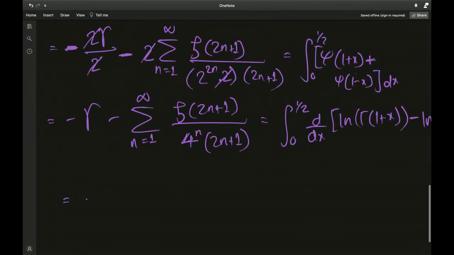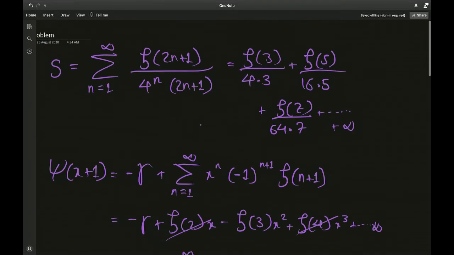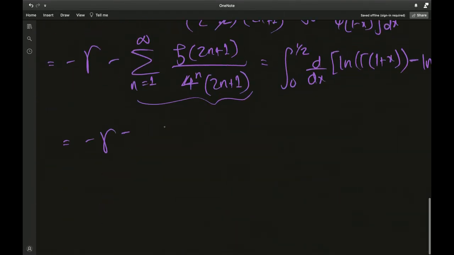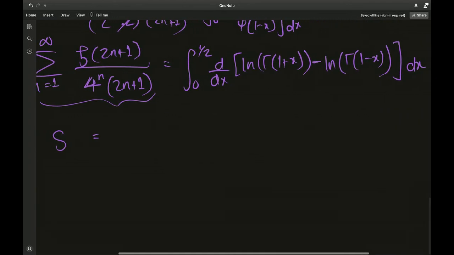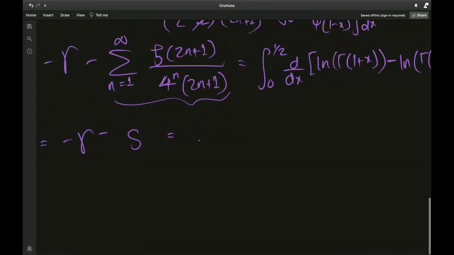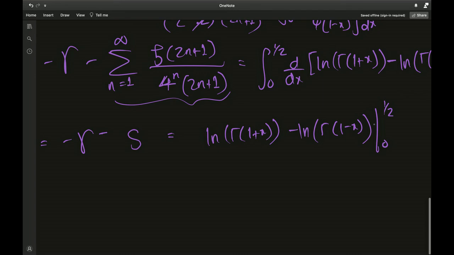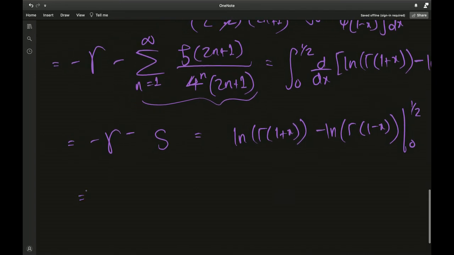Now we have minus Euler-Mascheroni minus, now this guy is just the original S that we started with, and that's equal to, we have to take the antiderivative of a derivative, and by the fundamental theorem of calculus that's just the function itself. Now the natural log of gamma of 1 plus x minus natural log of gamma of 1 minus x, evaluated from 0 to half.